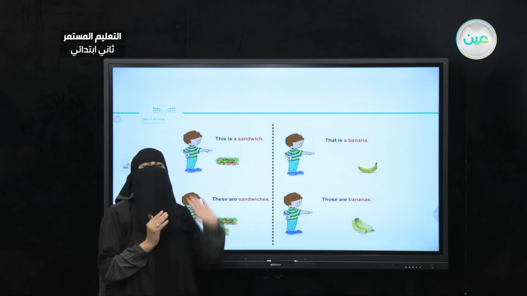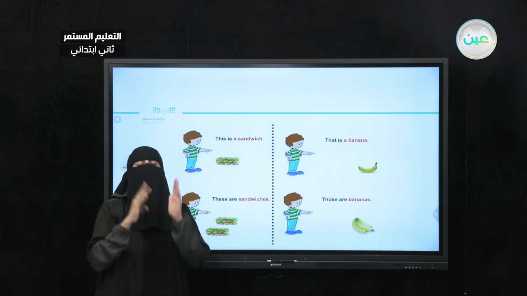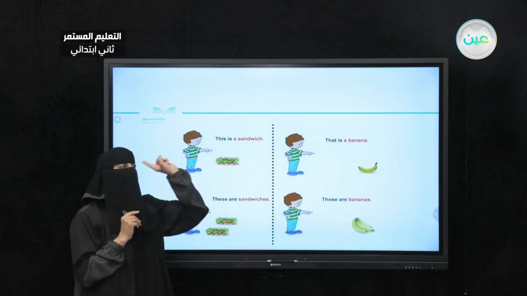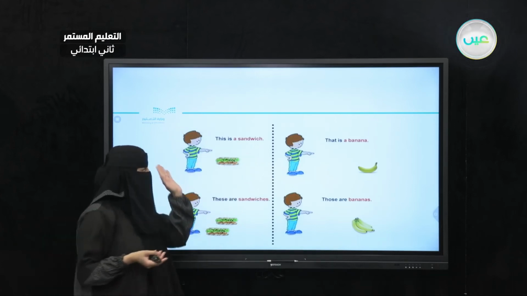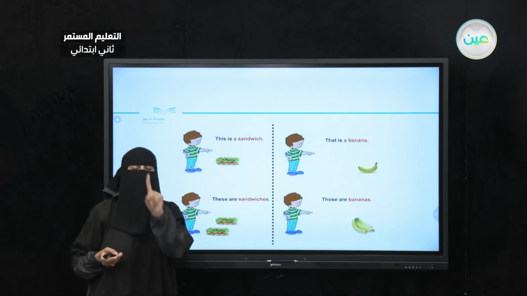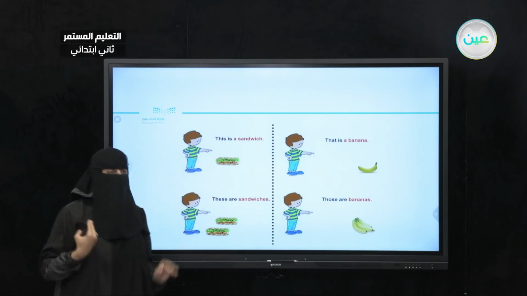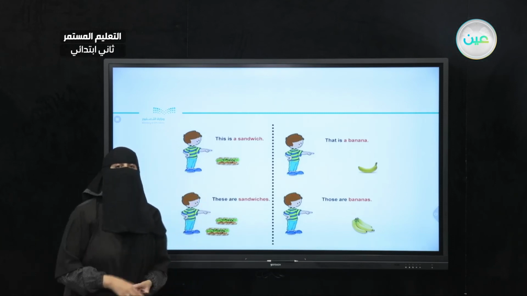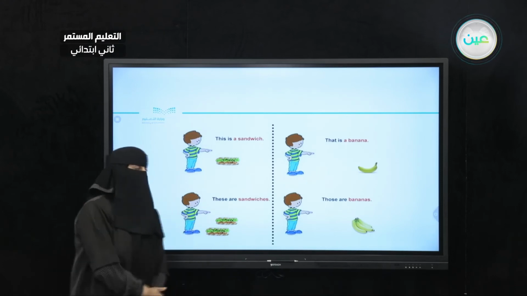Next one I have, those are bananas. I have not one, I have actually 1, 2, 3, 4 bananas. Those are bananas. So, this and that are used with singular, this with near, that with far. These and those are used with plural, these with near items, those with items that are far away.